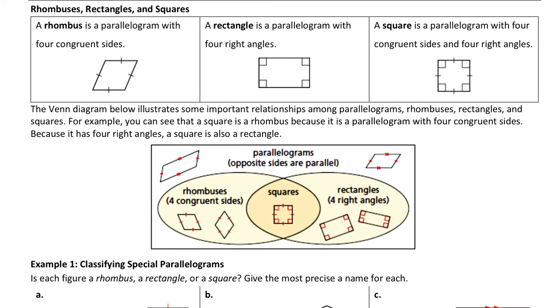So we've got to be solid in the properties of parallelograms. Opposite sides are parallel, opposite sides are congruent, opposite angles are congruent, diagonals bisect each other. That's what we just got quizzed on. We're going to extend that to more specific types of parallelograms.